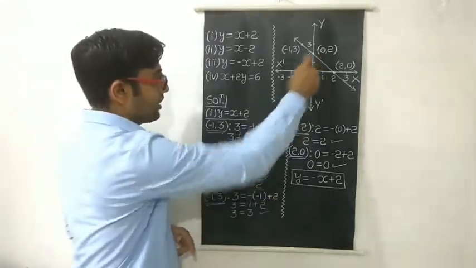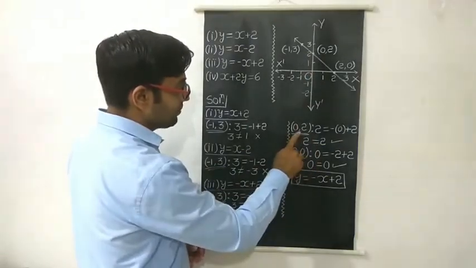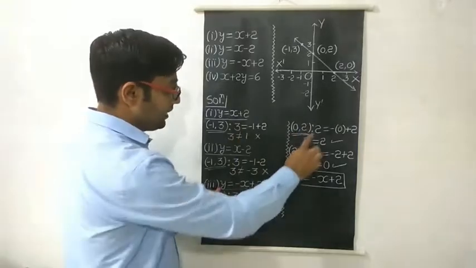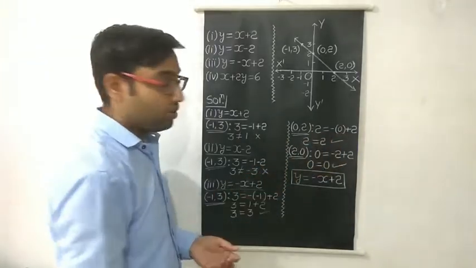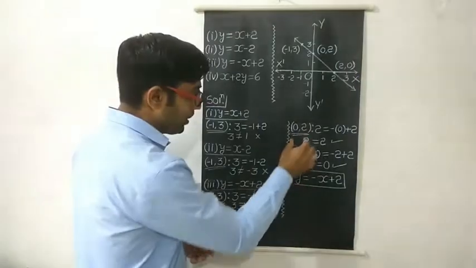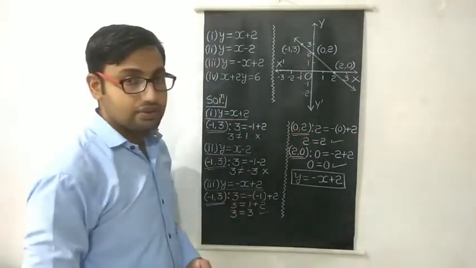Let us check the second point, that is 0 2. So here instead of x we have to put 0, instead of y we have to put 2. So y is 2 is equals to minus 0 plus 2. Minus 0 is 0 and 0 plus 2 is 2. So 2 is equals to 2. So this point is also the solution of this linear equation, y is equals to minus x plus 2.